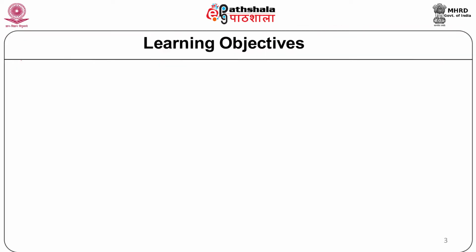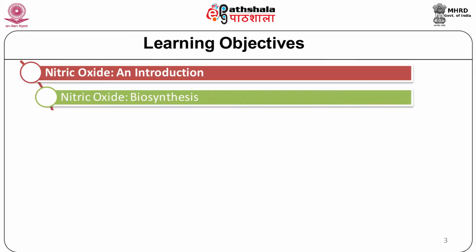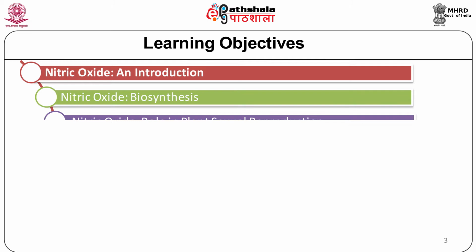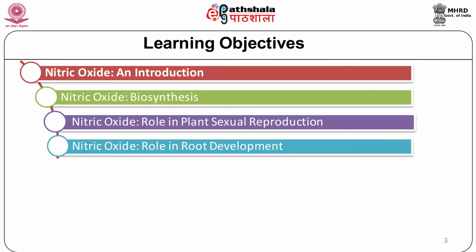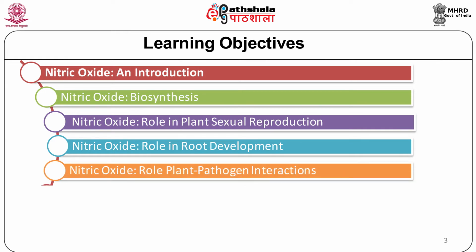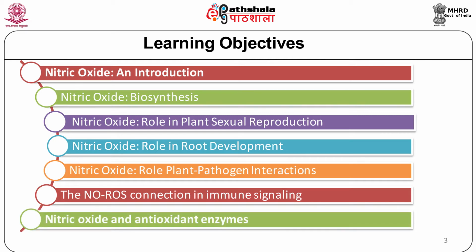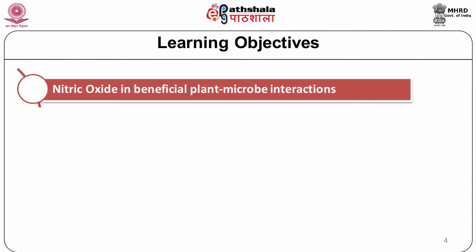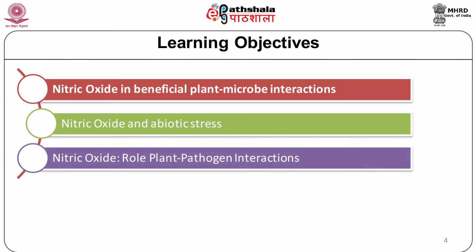The learning objectives of this module are an introduction to nitric oxide biosynthesis, role of nitric oxide in plant sexual reproduction, role in root development, role in plant pathogen interactions, the nitric oxide and ROS connection in immune signaling, nitric oxide and antioxidant enzymes, the role of nitric oxide in beneficial plant microbe interactions, and nitric oxide and abiotic stress. Nitric oxide, its role in plant pathogen interactions.